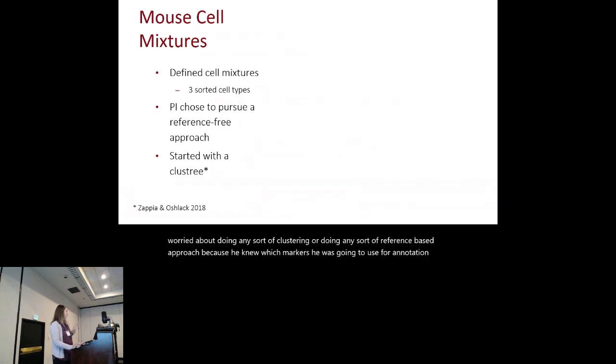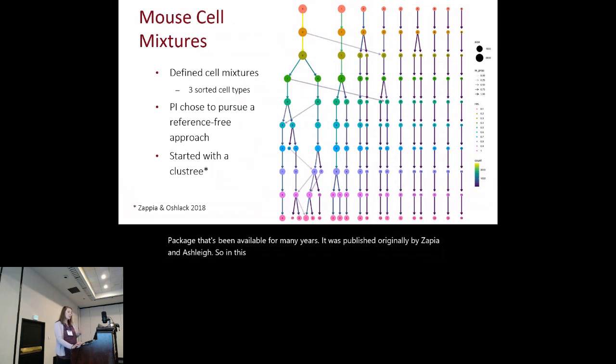To avoid UMAP visualizations, we started with a cluster tree diagram, which is a visualization tool and R package that's been available for many years. It was published originally by Zappia and Oshlack. In this cluster tree, you can see that each cluster resolution is a different color. For this project, I swept through Louvain cluster resolutions from 0.1 to 1.0 in increments of 0.1. The size of the points indicates the number of cells in each cluster, and the arrows indicate the number of cells moving to a cluster at a higher resolution.